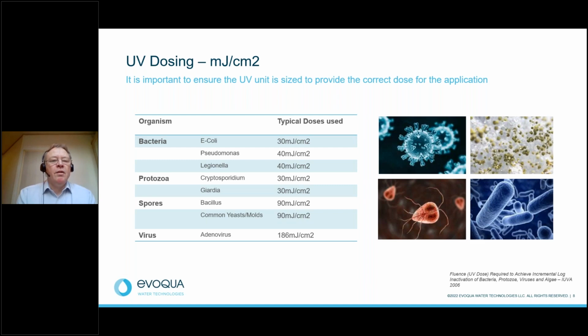And again, when you're looking at UV dosing, make sure you understand the units. Sometimes you'll see units expressed in joules per meter squared, which is around 10 times the numbers that you would see in millijoules per centimeter squared. So a dose of 30 millijoules per centimeter squared is 300 joules per meter squared. So make sure that you're always specifying and understand the units the system is being specified for.